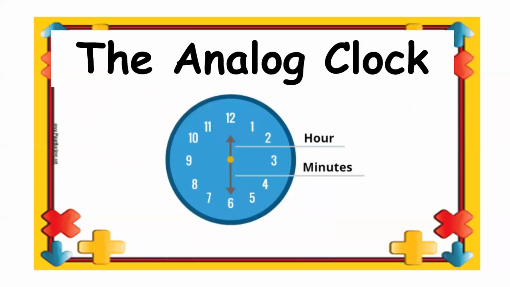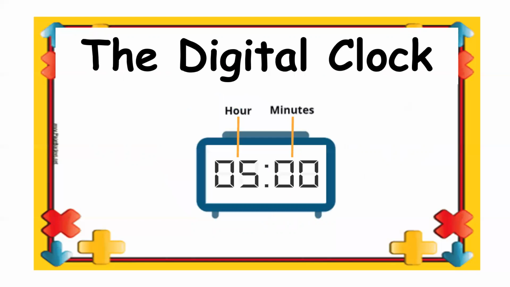Before we go, remember, this is an analog clock. An analog clock has 2 or possibly 3 hands that go around in circles to show you the hour and the minute. And the digital clock uses numbers to tell us the time. The numbers before the dots tell us the hour, and the numbers behind the dots tell us the minute.